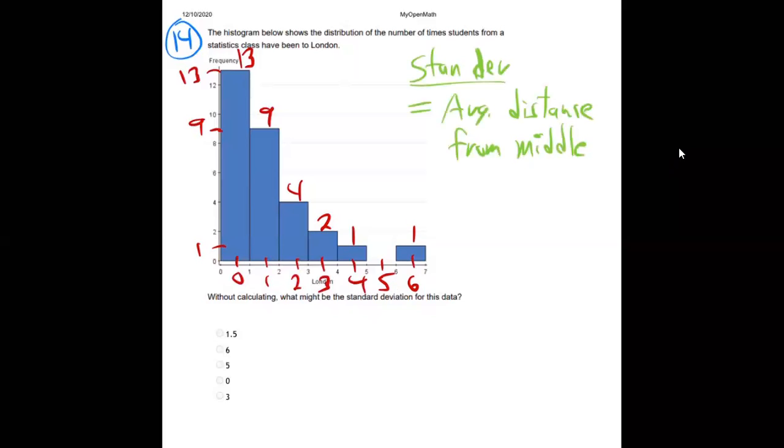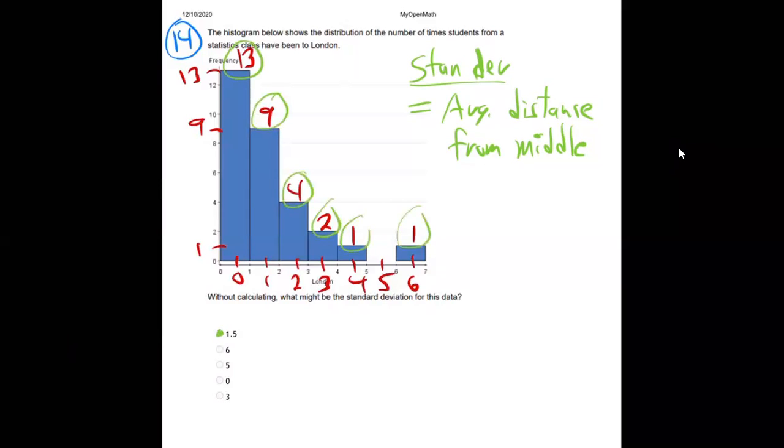If you know that and you look at these options, there's only one number that even has a possibility of being the right answer. And that's the answer. What is it? It's for sure 1.5. Why? Well, let me show you why. First off, what's the middle of this? How many times in this class have 13 people been there no times, 9 people been there once, 4 people twice, 2 people 3 times, 1 person 4 times, 1 person 6 times.